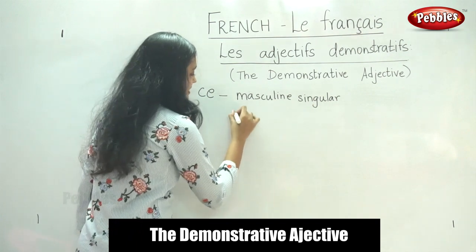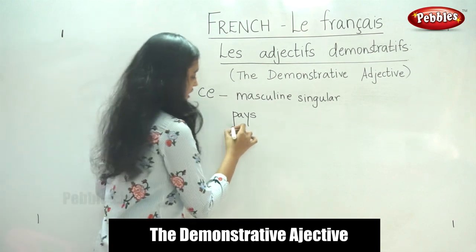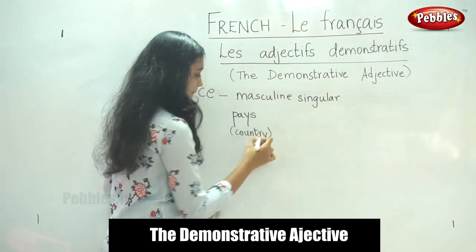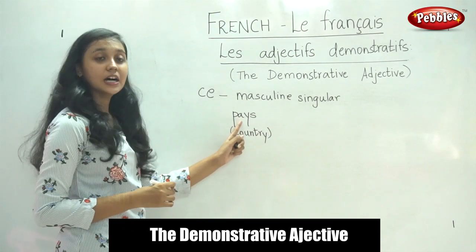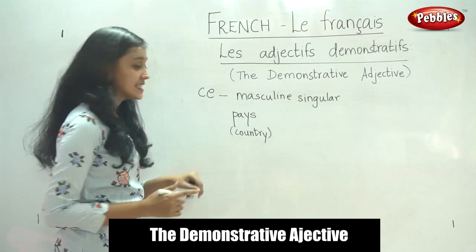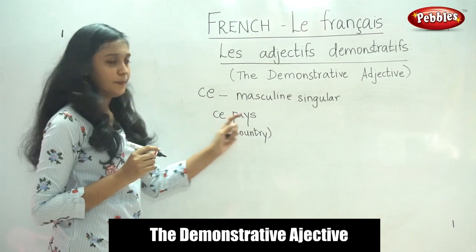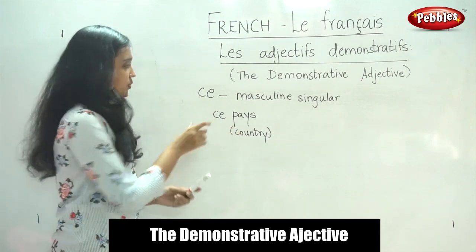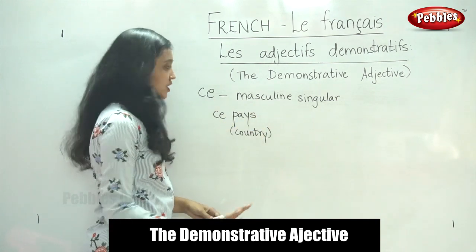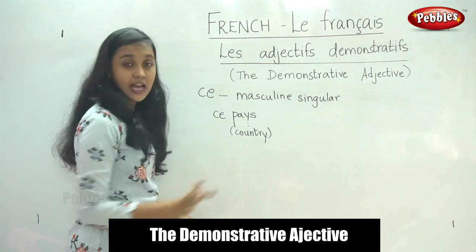For example, let us take pays. It means country. I hope you remember this word pays. Now it is in the masculine singular form. So how do you say this country? You say ce pays. Very simple, isn't it? We use ce before a noun that is masculine singular.